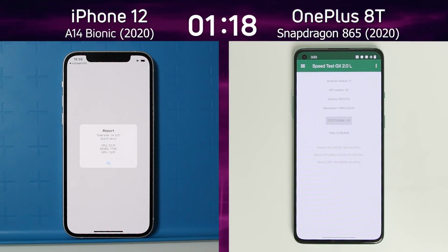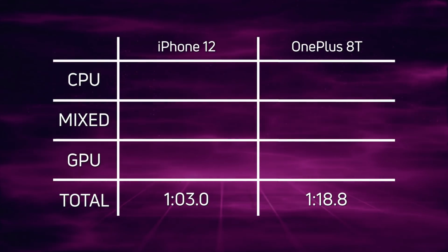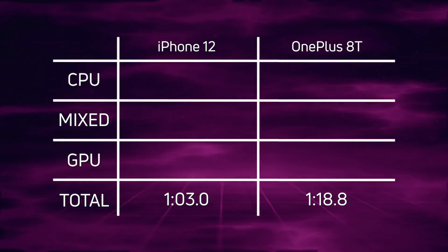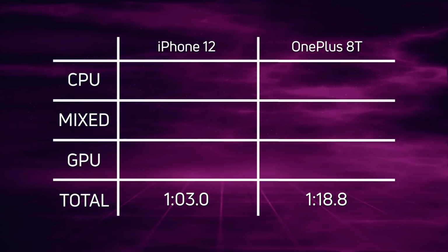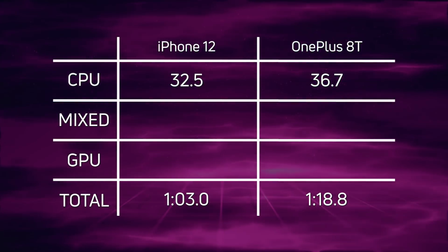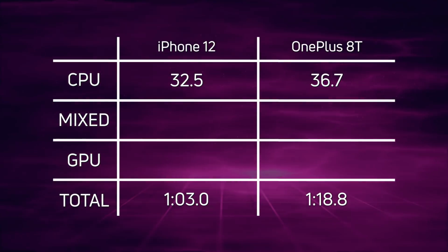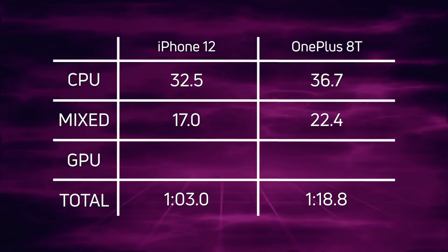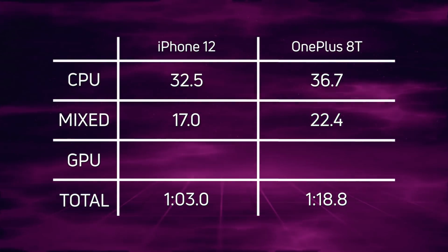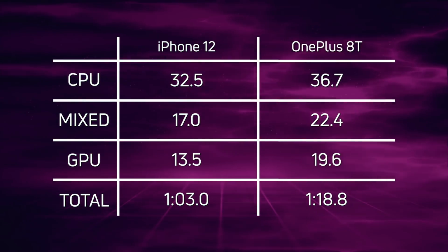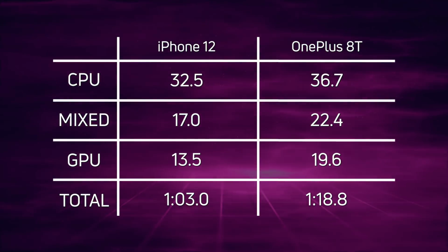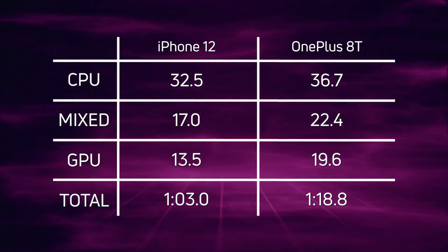Okay, let's break down the scores and see exactly what happened. So as we saw there, a convincing win by the iPhone 12, 1 minute and 3 seconds, and 15.8 seconds later came in the OnePlus 8T, 1 minute 18.8. So CPU 32.5 versus 36.7, so a win by the iPhone 12. Mixed CPU, GPU, of course, we had that great frame rate by the iPhone 12 there, 17 seconds versus 22.4. And again, the same story when we get to GPU, 13.5 versus 19.6. So a convincing win for the iPhone 12 in all three categories, meaning it came in the winner, 1 minute 3 seconds.